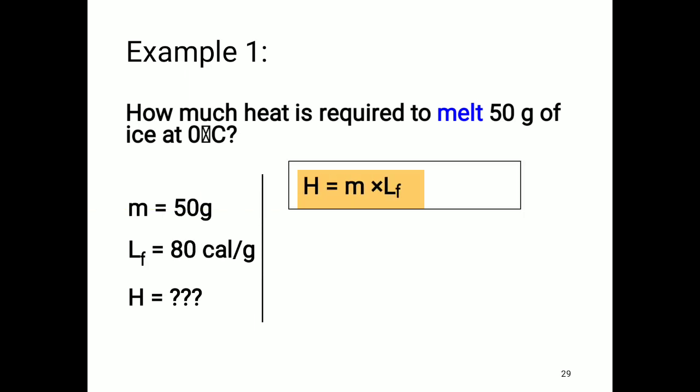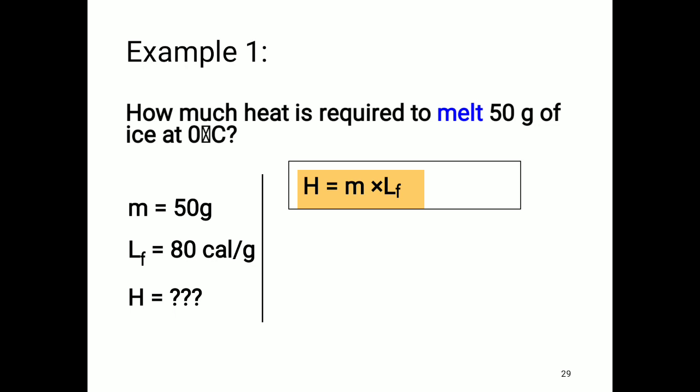We are going to do a numerical based on this also. How much heat is required to melt 50 gram of ice at 0 degrees centigrade? As I said, you have to see all the given data. 50 gram of ice is given. Latent heat of fusion for ice is 80 calorie per gram, and we have to remember that data.